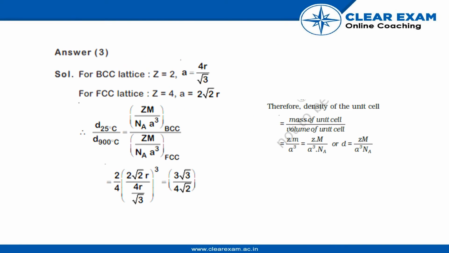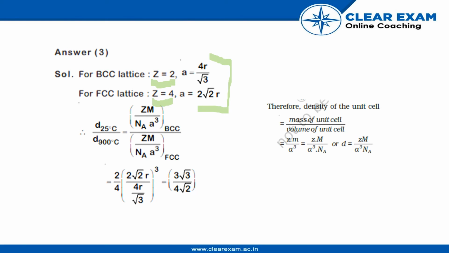In order to answer this question, we will first list the number of atoms present in one unit cell. For BCC it is 2 and for FCC it is 4, and we have a, which represents the side of the unit cell. It can be given by the formula which I mentioned here.